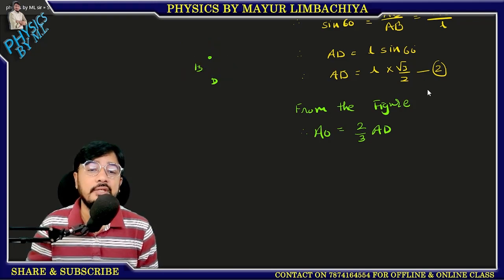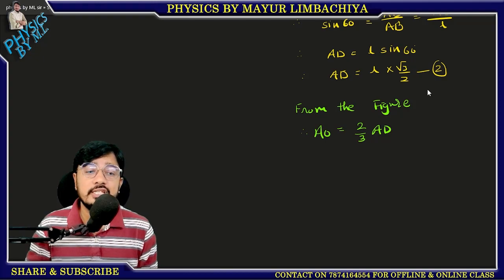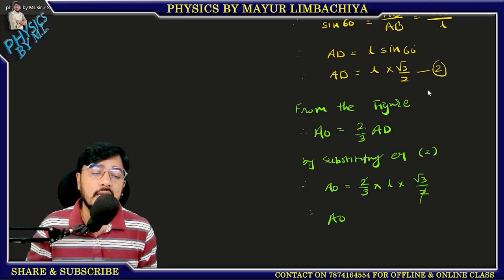Okay. So now I can use equation number 2 here. So substituting equation 2, can I write like this? AO is equal to 2/3 the value of AD. Value of AD is what? L root 3 by 2. So 2 will get cancelled. AO will become root 3 by 3 into L.